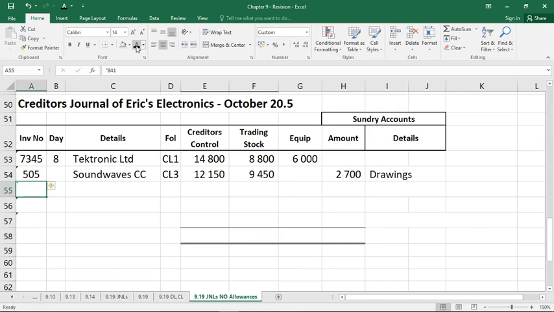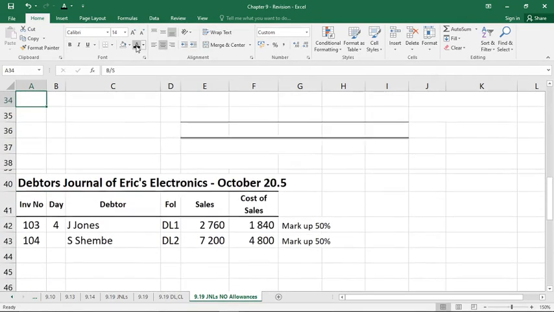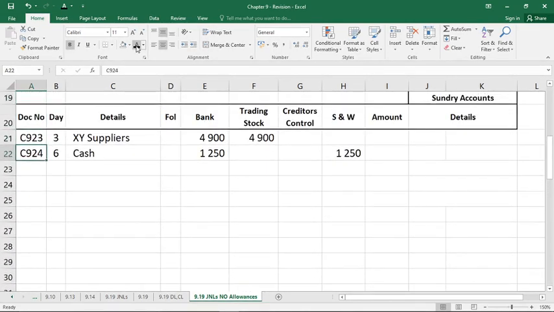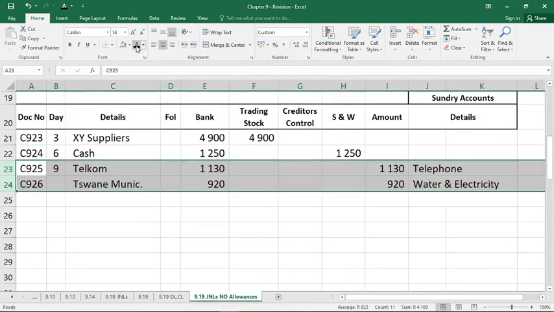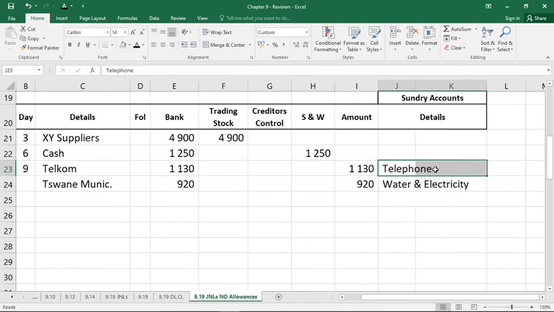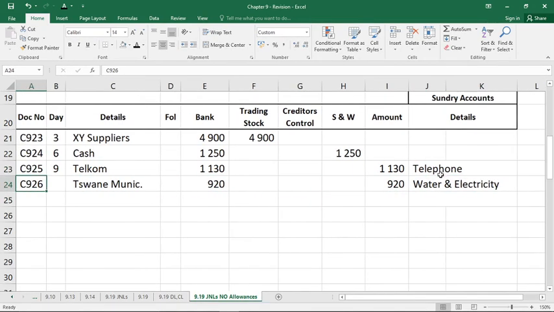On the 9th, paid Telkom for telephone expenses 1130 and Tshwane Municipality for water and electricity 920. Because we are paying them, it goes back to the CPJ. We are paying two separate things, so it's two lines there. There it is, check number 925 and 926, Telkom and Tshwane Municipality. There's the amounts, and both of them go to sundry as telephone and water and electricity. Please do not write little stories here. We just need the accounts that are affected here. So simply telephone or telephones, I guess, and water and electricity.